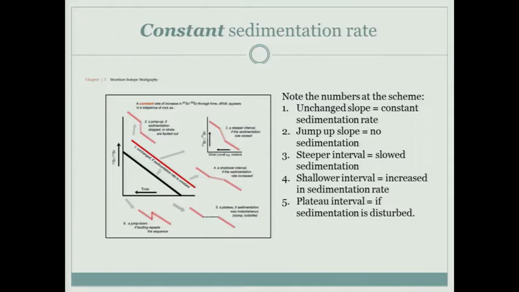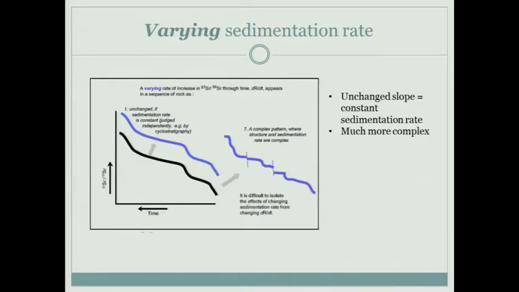Here, for example, if you have a certain slope and then it slows down, or becomes even steeper, then it reflects on the sedimentation rate, whether it slowed or increased. And a plateau interval means that the sedimentation was not preserved. It is more difficult when you have the scenario of varying sedimentation rates, which usually happens. If you have the same change, then you have no problem. But if you don't have the same change, then it's much more difficult to comprehend.